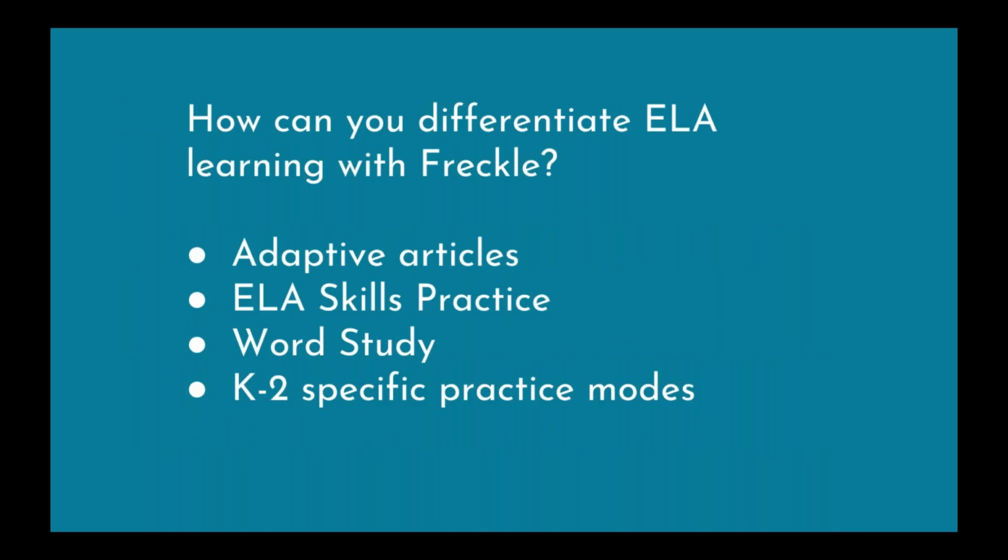So speaking specifically about Freckle, how can we differentiate ELA with Freckle? We're going to cover each of these in a minute. We'll take a look at what it looks like on the teacher side and what it looks like on the student side. The first way is our adaptive articles. Each of our articles is available in 5 or more reading levels. So if you do want to assign one article to the entire class, then it's okay if they're all at different levels. They're going to be getting their own version of that article.